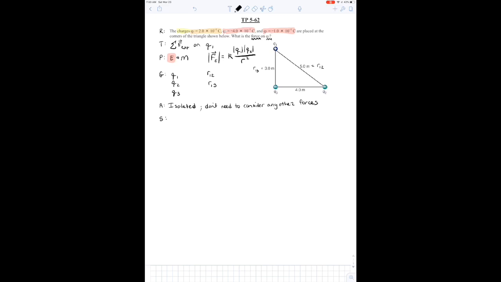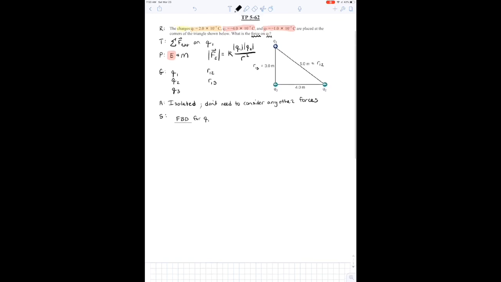So first step, whenever we're dealing with forces, we pretty much always, every time, have to do that free body diagram all over again. So we're going to do our free body diagram, and this time it's for Q1, because we want to know the sum of all external forces acting on Q1, not the other charged particles. That's particularly the one we care about right now.